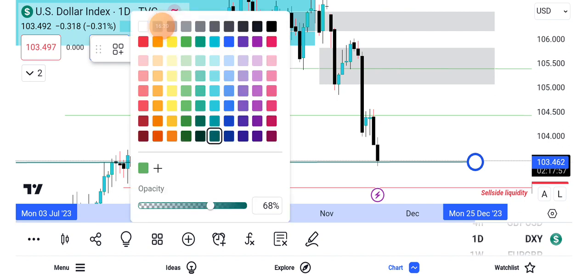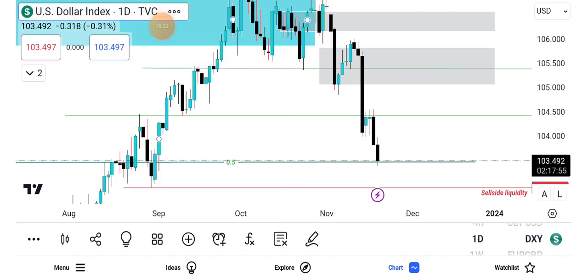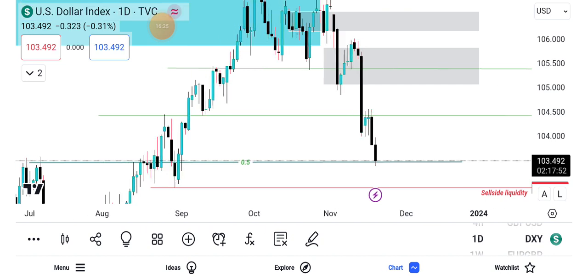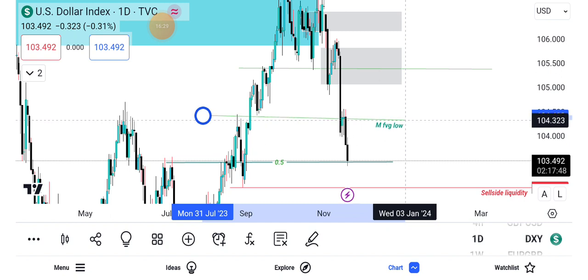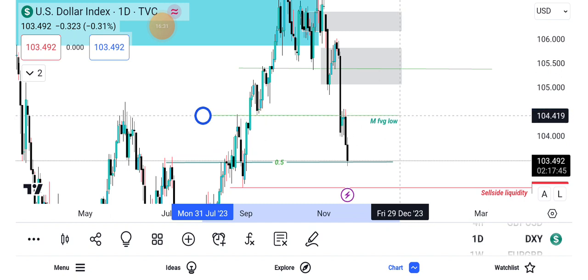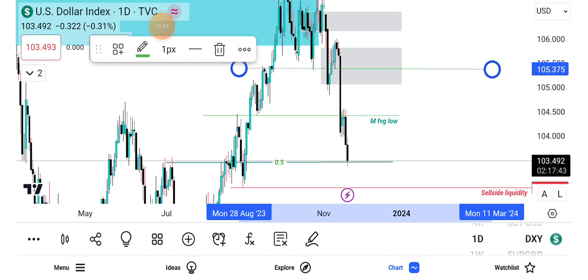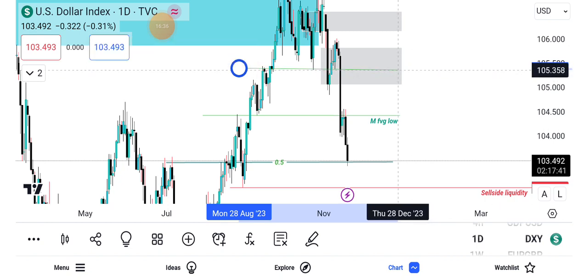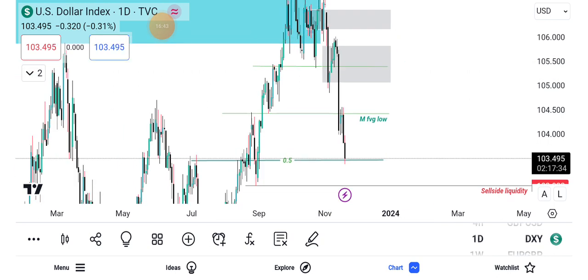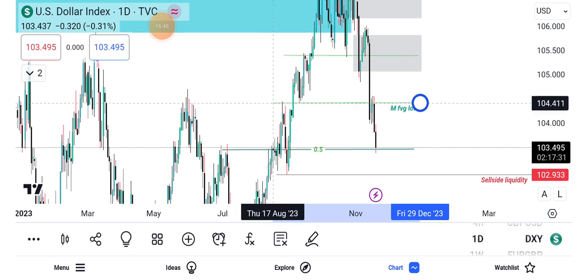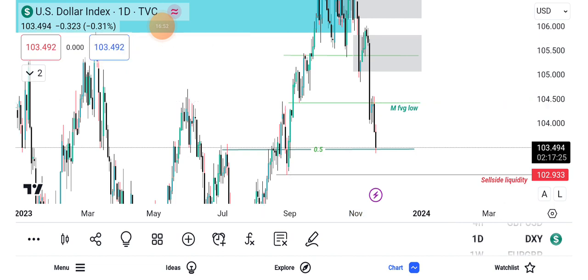Yeah, this green, over there, to differentiate it between the weekly and these monthly fair value gaps. Over there. So to differentiate this thing.